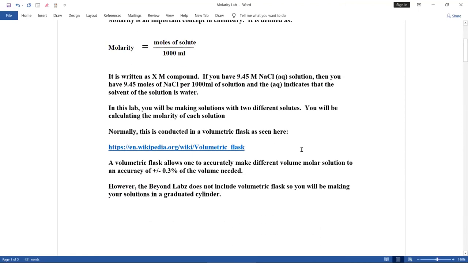In this lab, you will be making solutions with two different solutes. It'll be fun. It's quick too. And you will be calculating the molarity of each solution. Normally, this is done in what's called a volumetric flask.